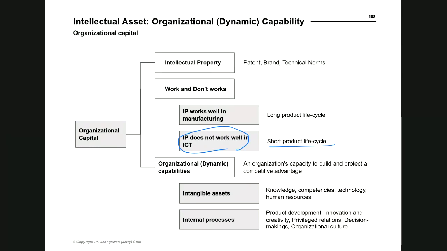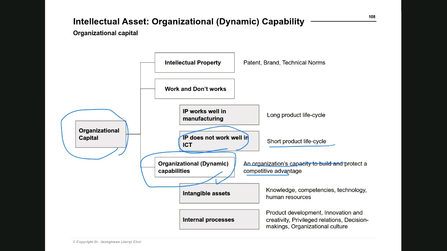That's the intellectual property patent. A long life cycle product will enjoy a longer patent. So in the pharmaceutical industry, one of the most important competitive advantages is intellectual property. That usually comes from organizational capital. And organizational capability is another source of organizational capital. We must be able to develop a new drug, a new product.